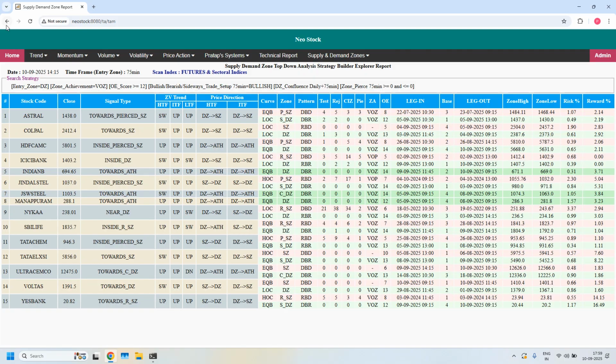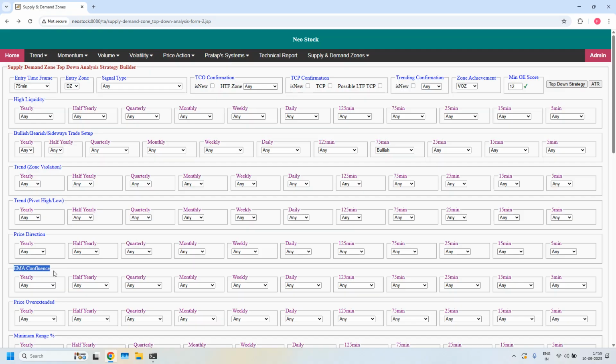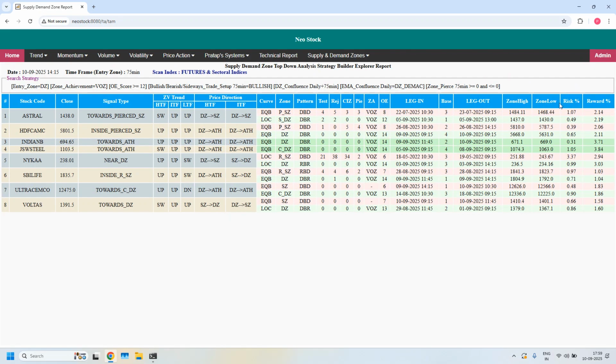So further we can filter based on daily demand zone having daily EMA confluence, because the daily trend is uptrend. So we got 8 stocks. In these 8 stocks, these 75 minutes demand zones might be having more high probability to get success, provided lesson 20 checklist items are satisfied. Otherwise, there are higher chances of zone violation.